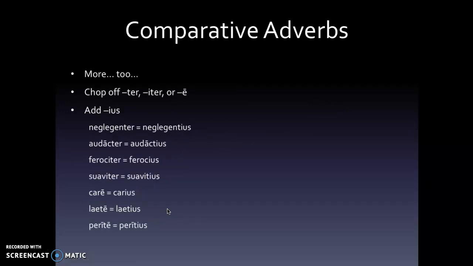All right, now comparative adverbs. Just like adjectives have three different degrees, so do adverbs. The way you would translate a comparative adverb is more. So he cooked dinner more quickly than the other person. It can also mean too, though, like he cooked the dinner too quickly. So you chop off the ter or the iter or the accented e and you add an ius. So negligenter becomes negligentius. Audacter becomes audactius. So if you did something boldly, the other person may have done it more boldly or too boldly.